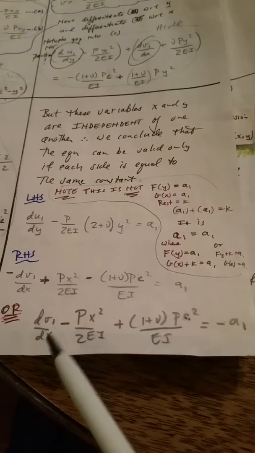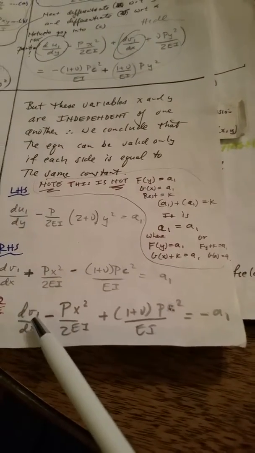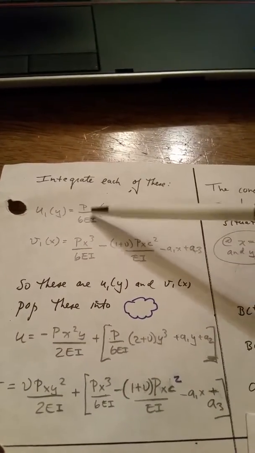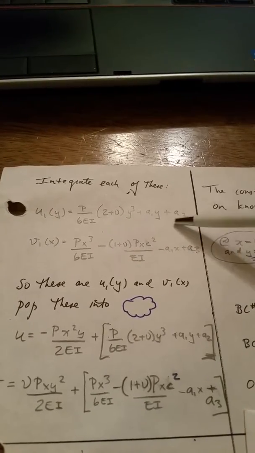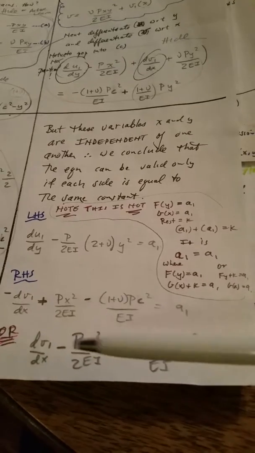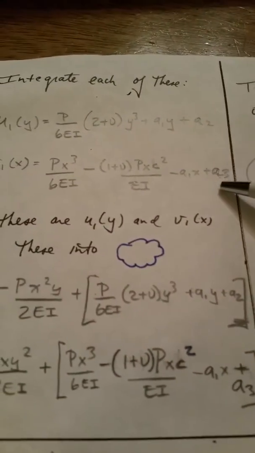Okay, so we have a regular differential equation. We have a regular derivative in here. So what I'm going to do is start lifting things out here. So I have u is this expression, and I lift out a1y plus another constant. I'm going to call that a2. And v, I'm lifting out the v. I have that a1x plus yet another constant.